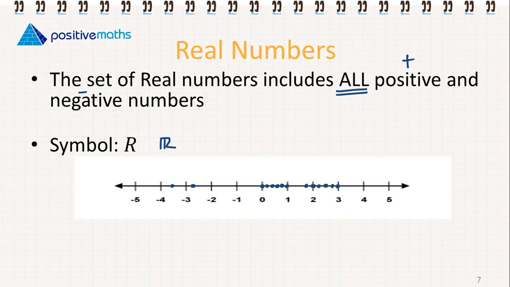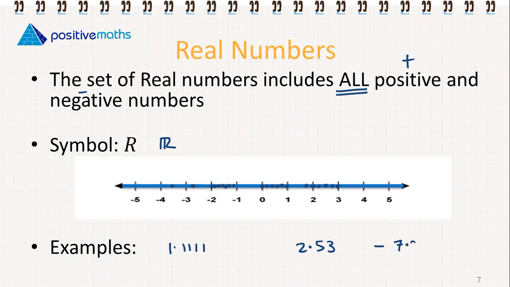So therefore, when we're talking about real numbers, instead of doing the dots like we were doing before, we just do one heavy line. Because really, if we joined up all these dots that we were talking about, we would end up with a heavy line. So it includes all of the numbers. So an example, literally any number. We could put 1.11111. We could put 2.53, minus 7.8. Any number is part of the set of real numbers.